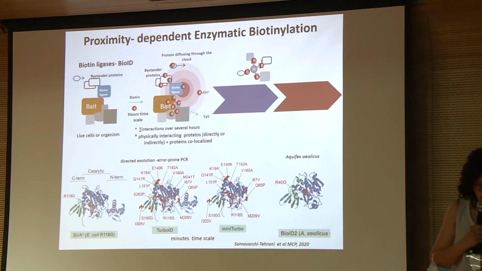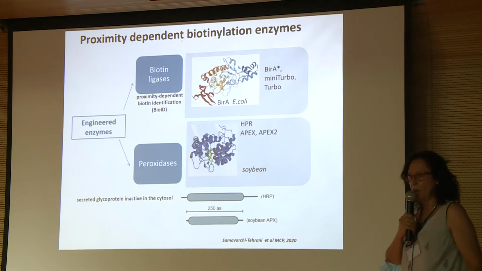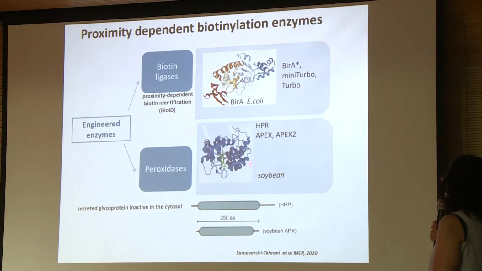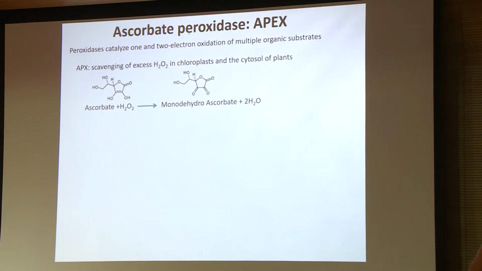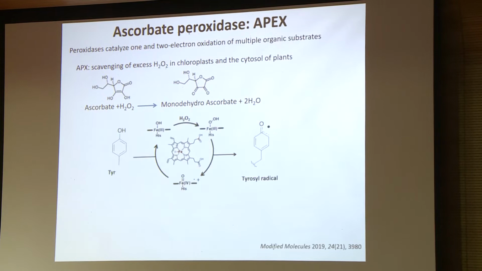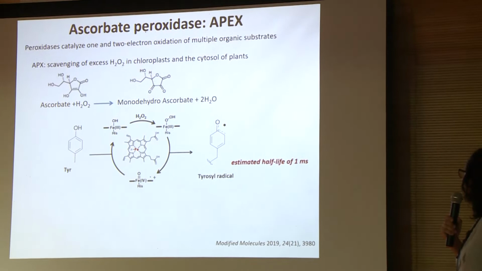So the other group of proteins are the peroxidases, and many of you may have used the horseradish peroxidase enzyme, but in this case the most used are soybean enzymes based on ascorbate peroxidase activity. And these enzymes catalyze one or two electron reactions, and their role is mainly to scavenge peroxide in plants. But besides this reaction, which gives the name to the enzyme, they also catalyze the oxidation of many other substrates, and in particular they can use phenolic compounds such as tyrosine, for example, and they form these tyrosyl radicals that are very reactive and have a very short half-life. It is estimated to be in the order of milliseconds.